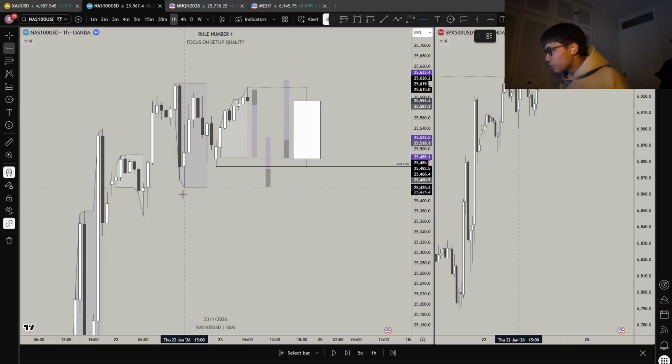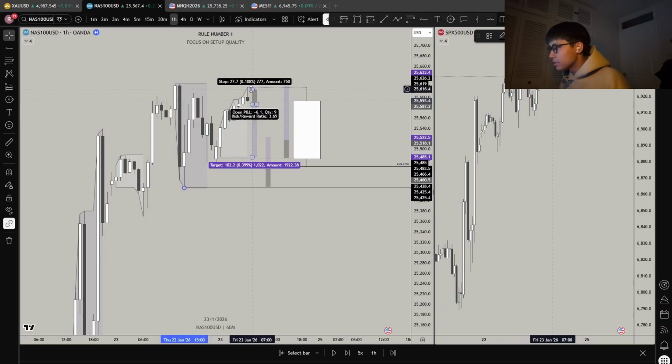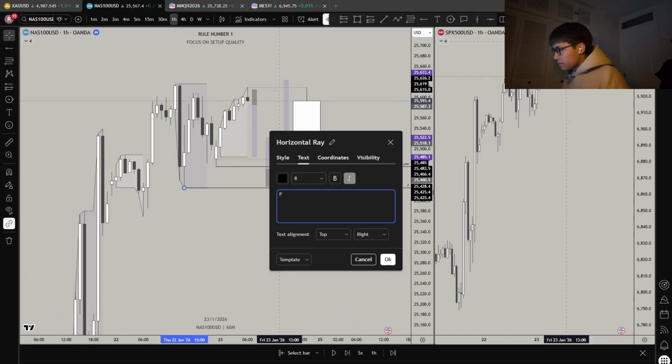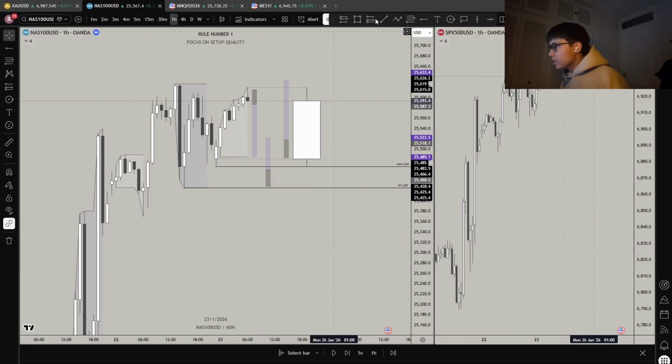So starting with the draw on liquidity for this trade right here, the first one, we had the Asia low, previous day New York low over here. On the 1 hour, this creates a rejection block.